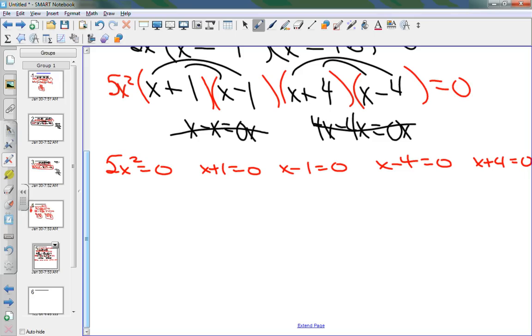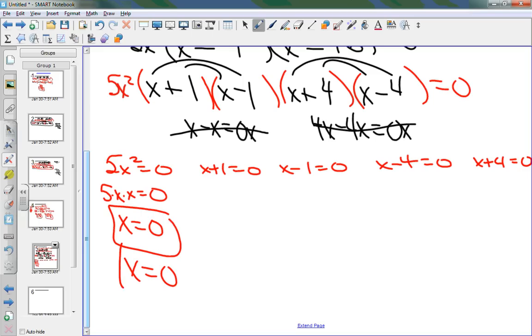If I have 5x squared, how many x's are in there? 2 of them. Did you see that? There are actually 2 of them there, which means I'm actually going to have 5 times x is equal to 0. So how many x equals 0 do I have written down there? 2. I should have 2 of them. Right?